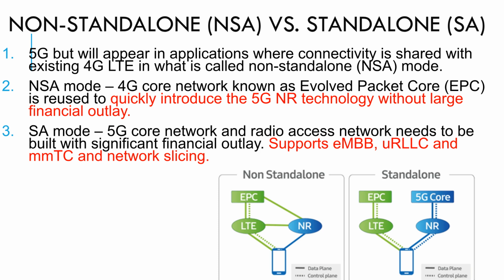Non-standalone versus standalone SA 5G, but will appear in applications where connectivity is shared with existing 4G LTE in what is called non-standalone NSA mode. In NSA mode, the 4G core network known as Evolved Packet Core, EPC, is reused to quickly introduce the 5G NR technology without large financial outlay. In SA mode, the 5G core network and radio access network need to be built with significant financial outlay. It supports eMBB, URLLC and mMTC and network slicing.